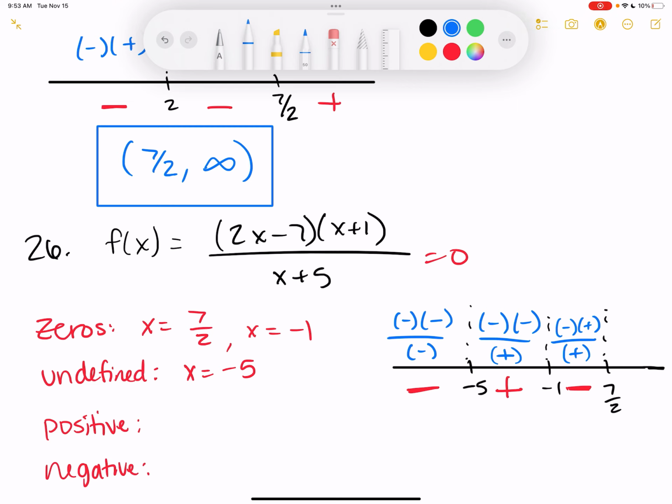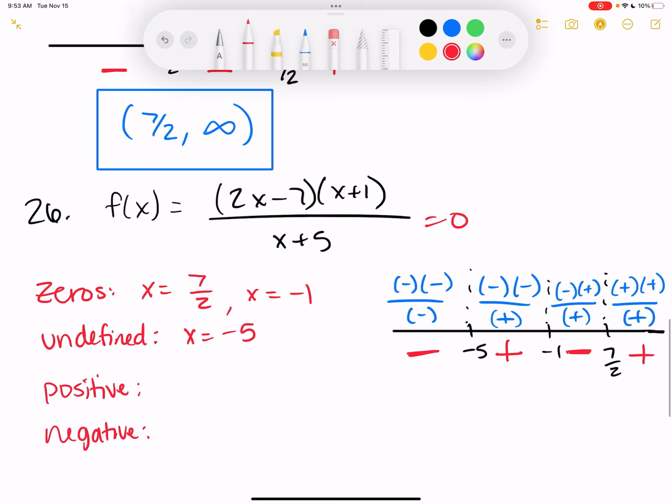Then 4, I can check for the outside one. So 2 times 4 is 8 minus 7, so that's positive. 4 plus 1 is positive. 4 plus 5 is positive, so that one is positive.